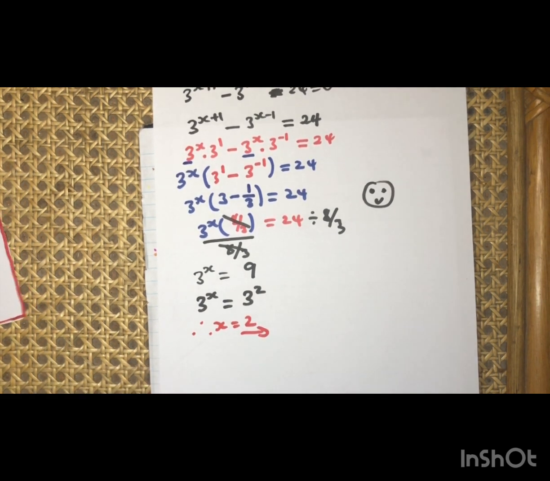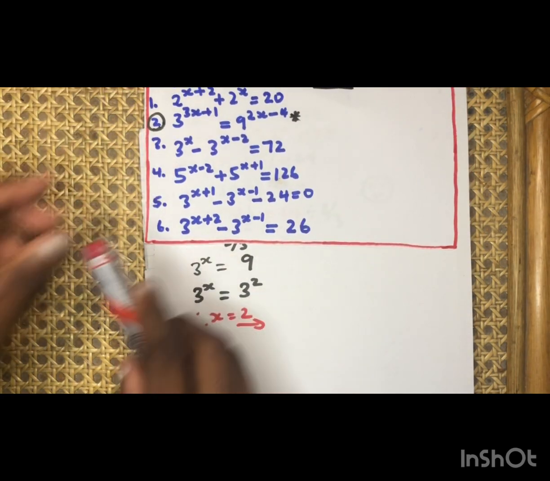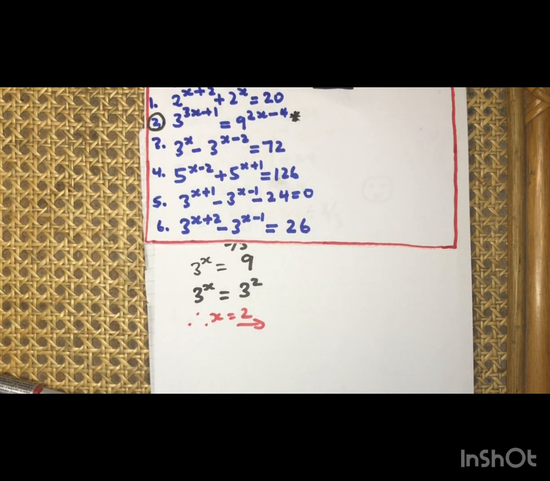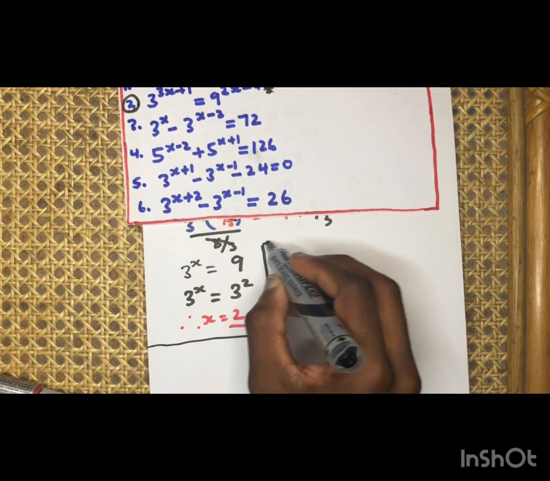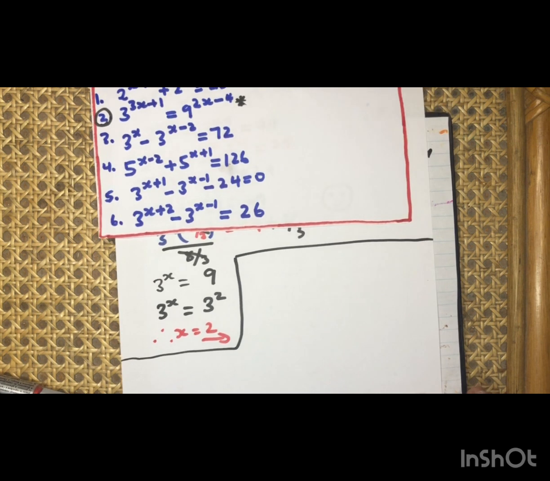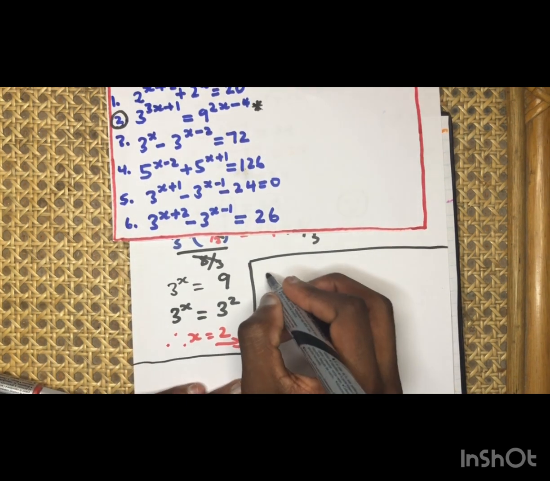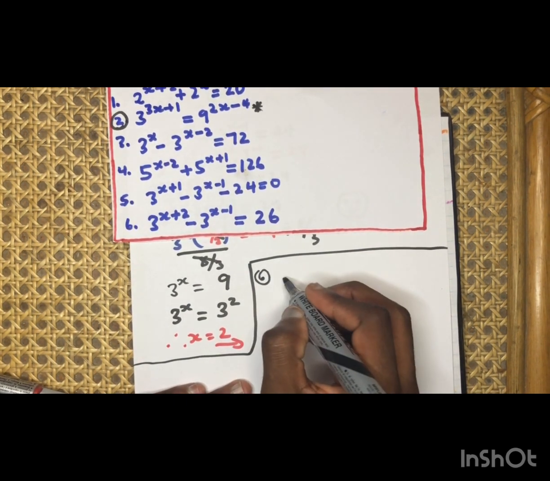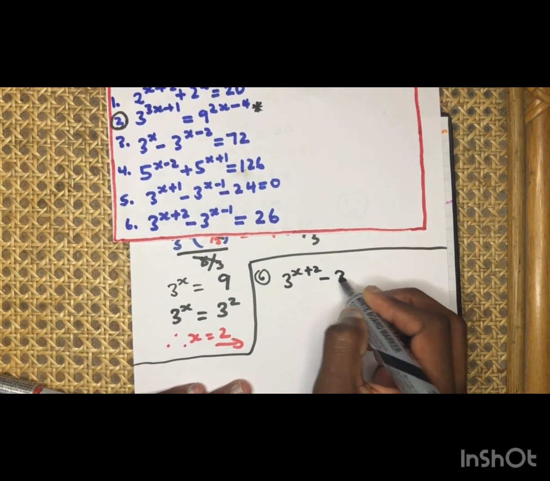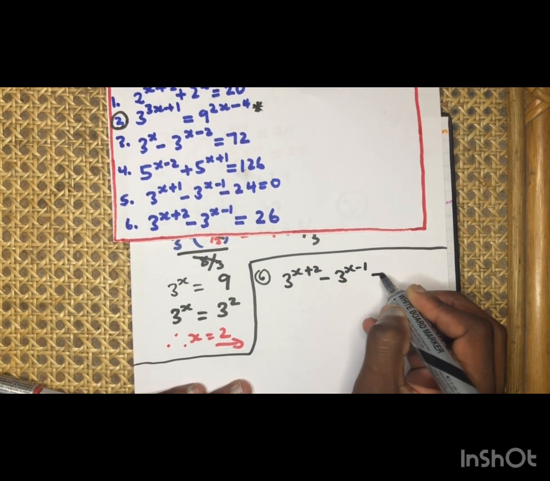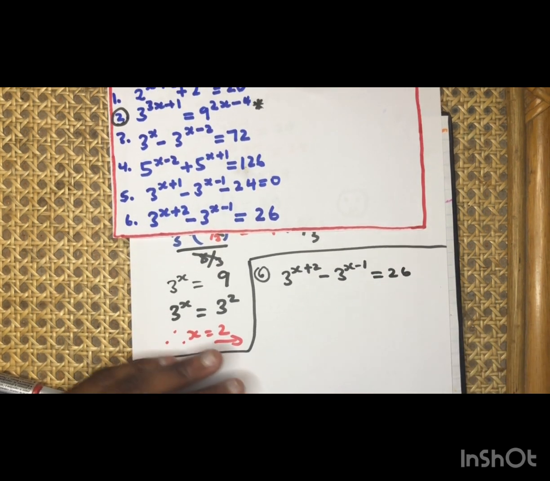Right. Now we are doing the last question, guys. So this one, the last question, I'm going to do it here. Hope that you understand. So we have here number 6: 3 to the power x plus 2 minus 3 to the power x minus 1 equals 26.